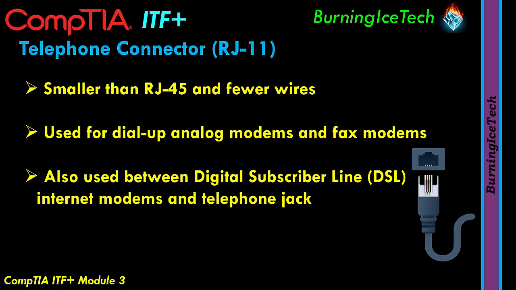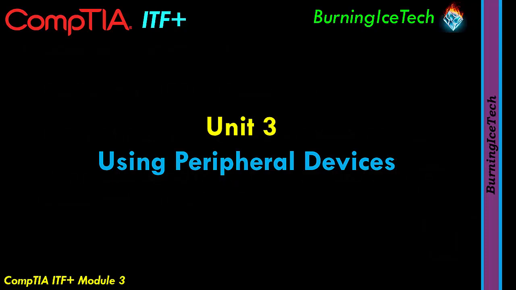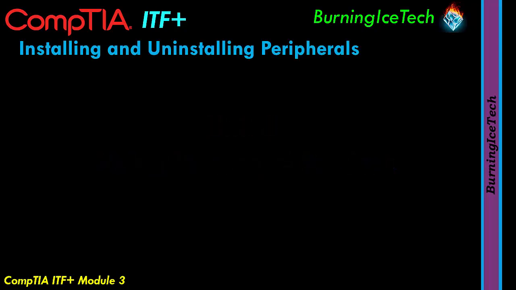Alright folks, believe it or not, that brings us to the end of Unit 2. We are now moving on to Unit 3. Remember, there's 5 units in this course. Unit 3 is called Using Peripheral Devices. Alright folks, and then the very first topic in this unit is installing and uninstalling peripherals.